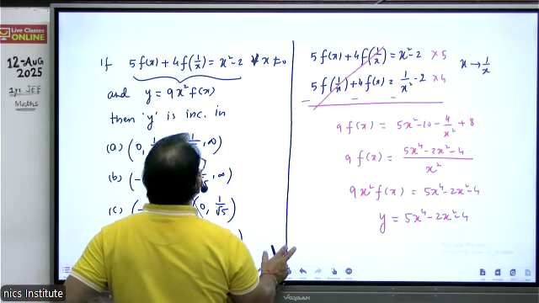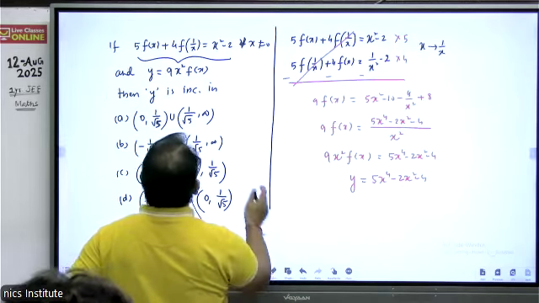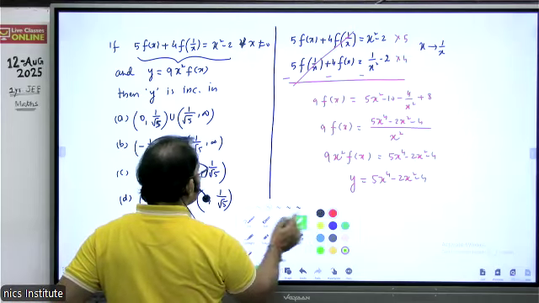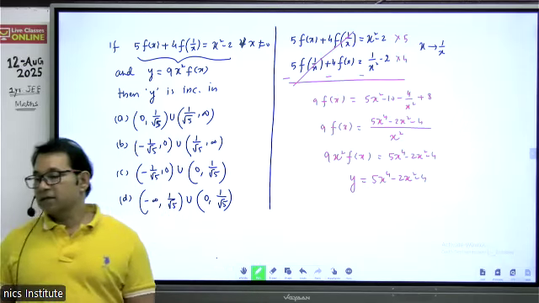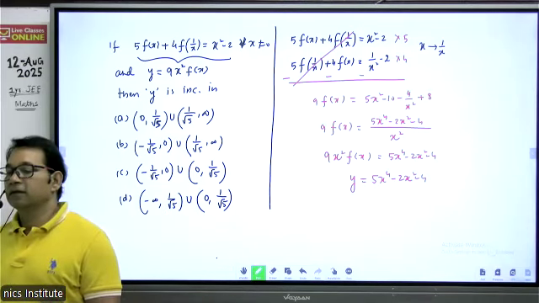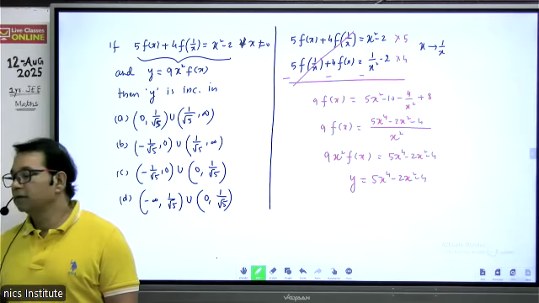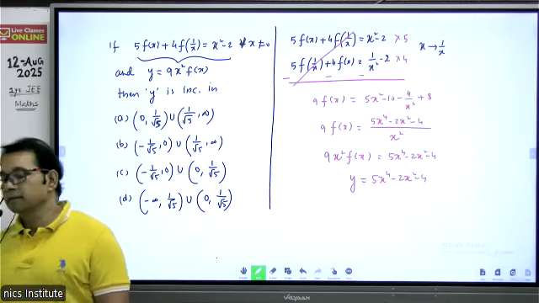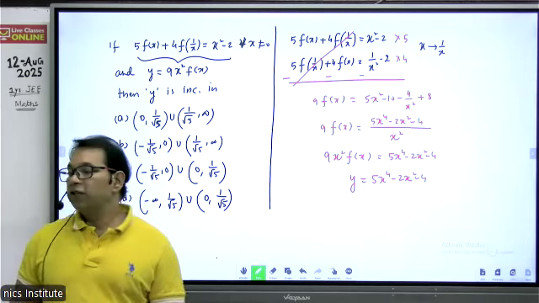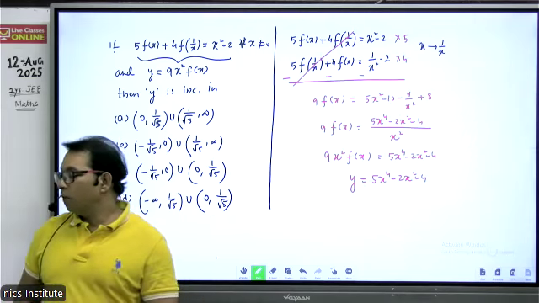So nowadays questions are not tough. They're slightly lengthy. This was slightly different because function was f of x plus f of 1 by x. Now differentiate it, put equal to 0, form intervals.